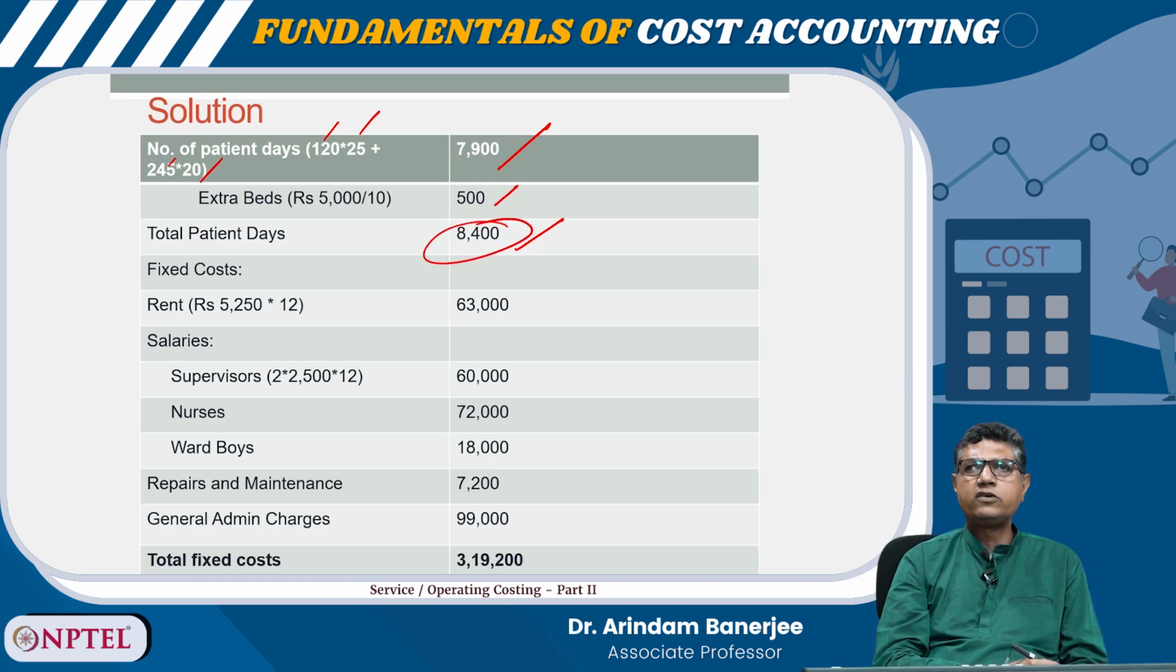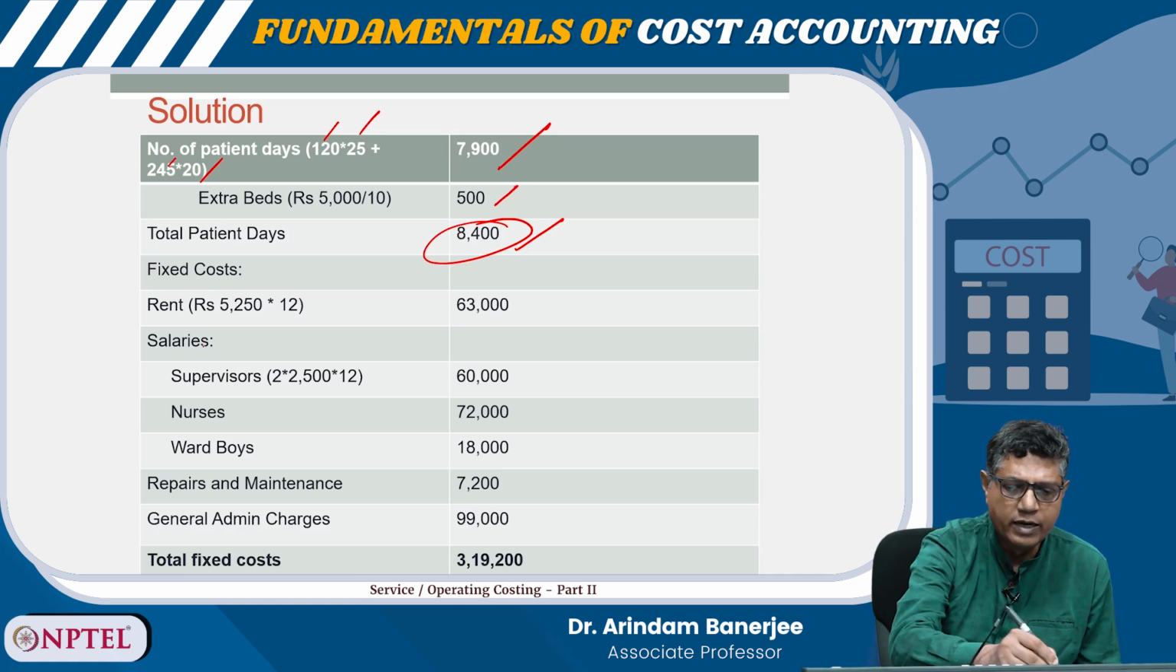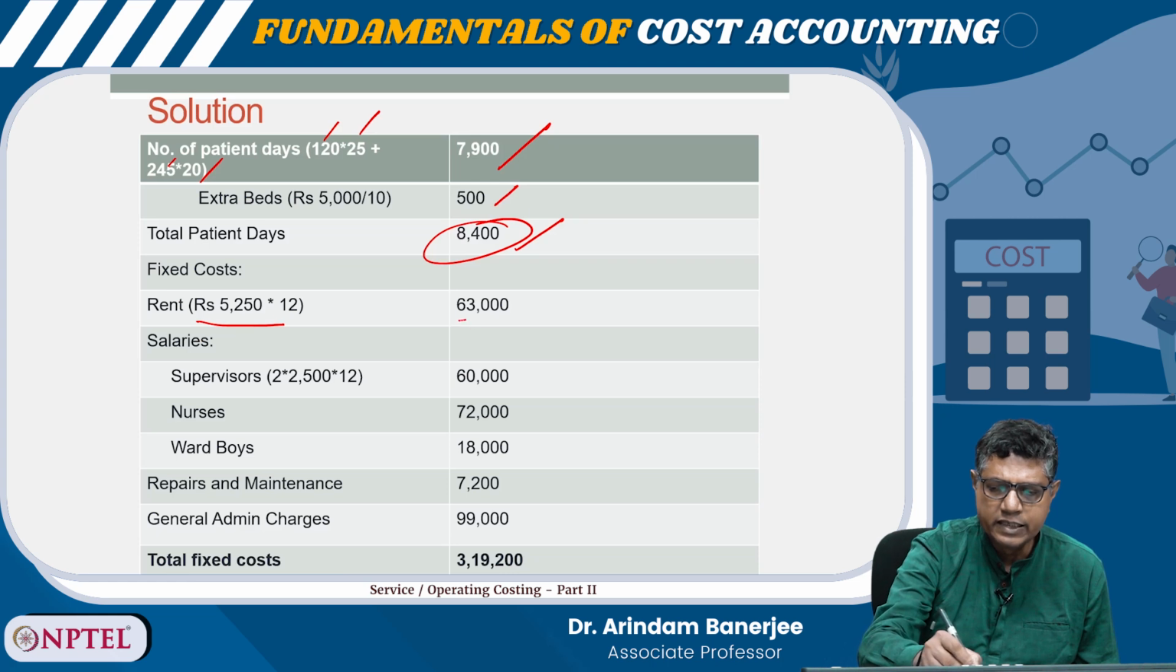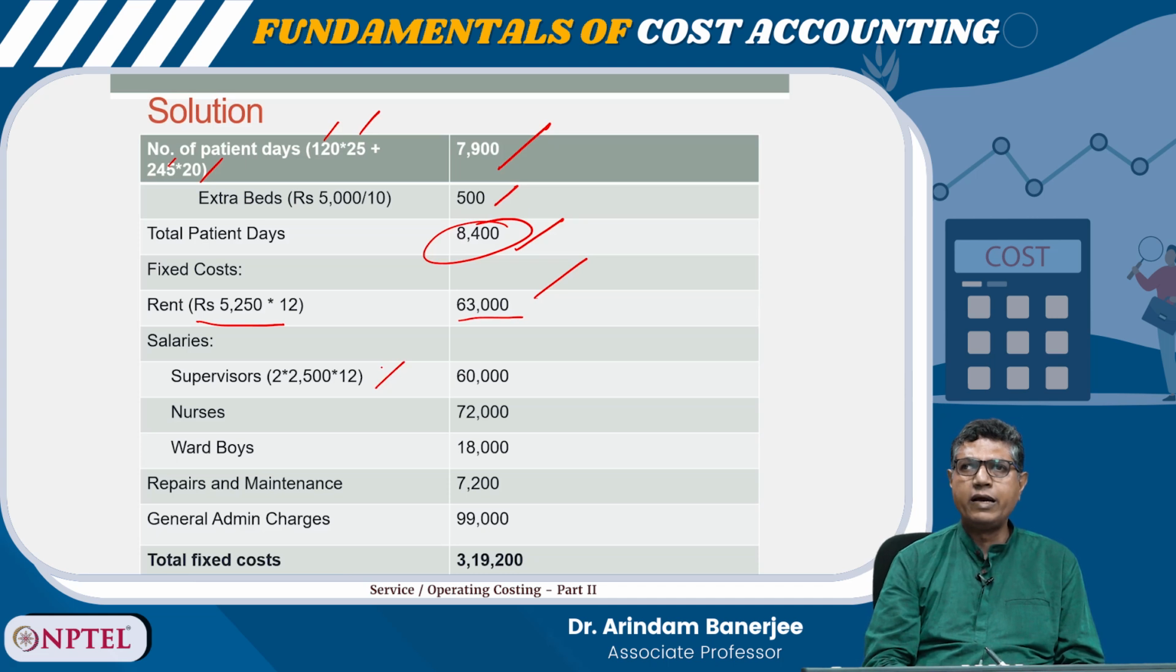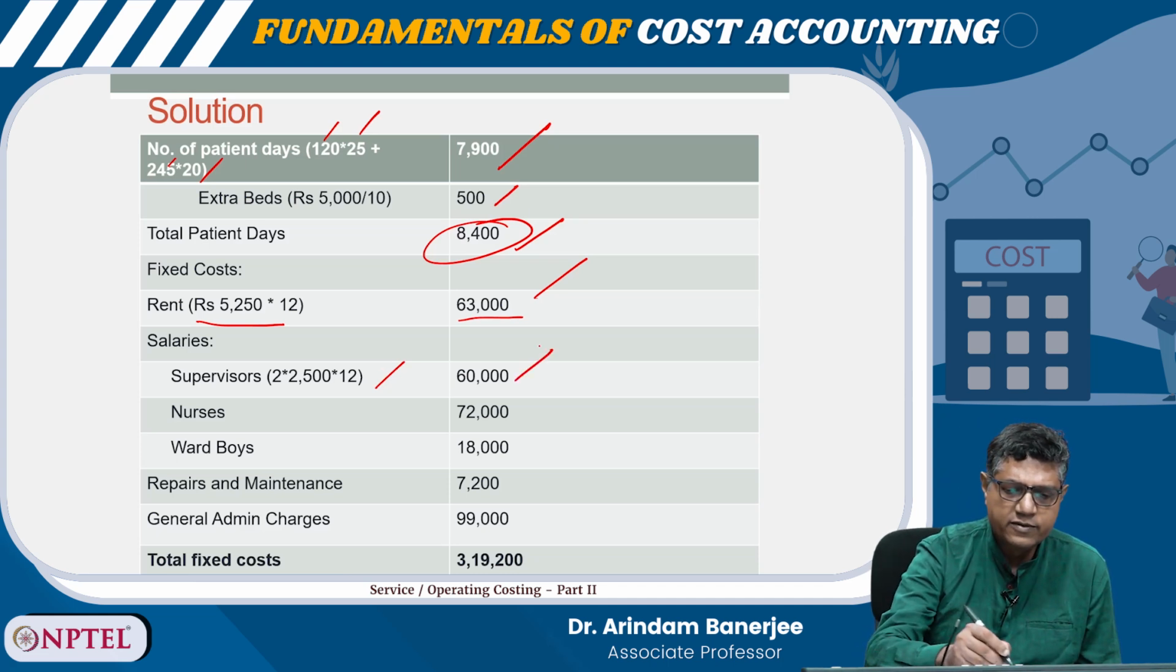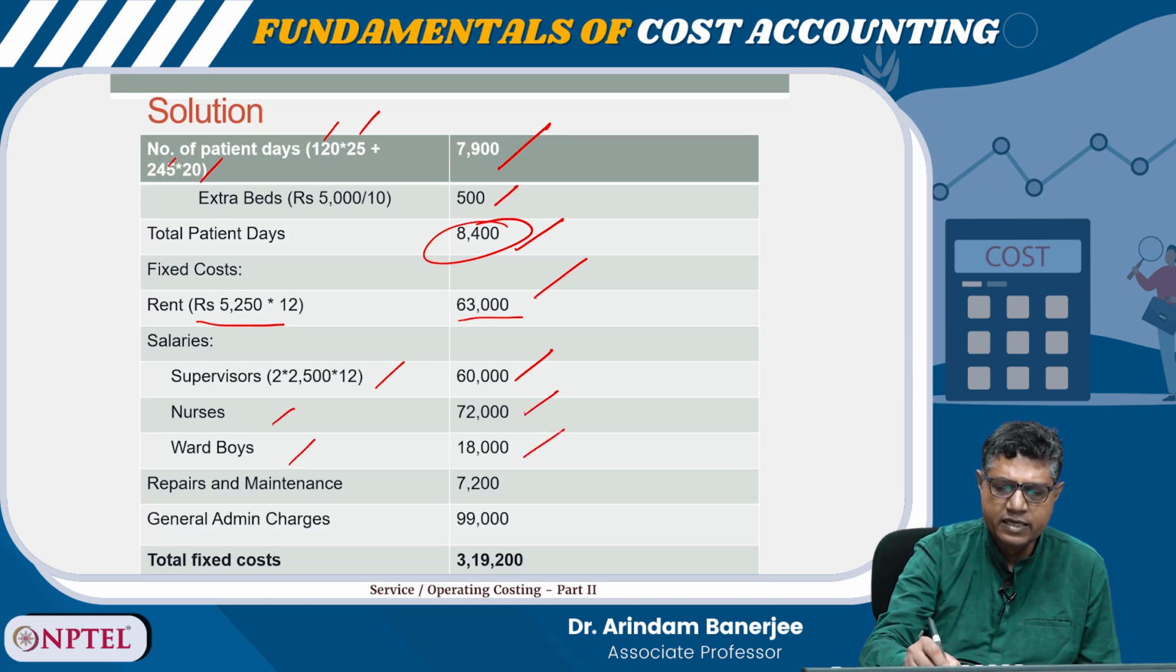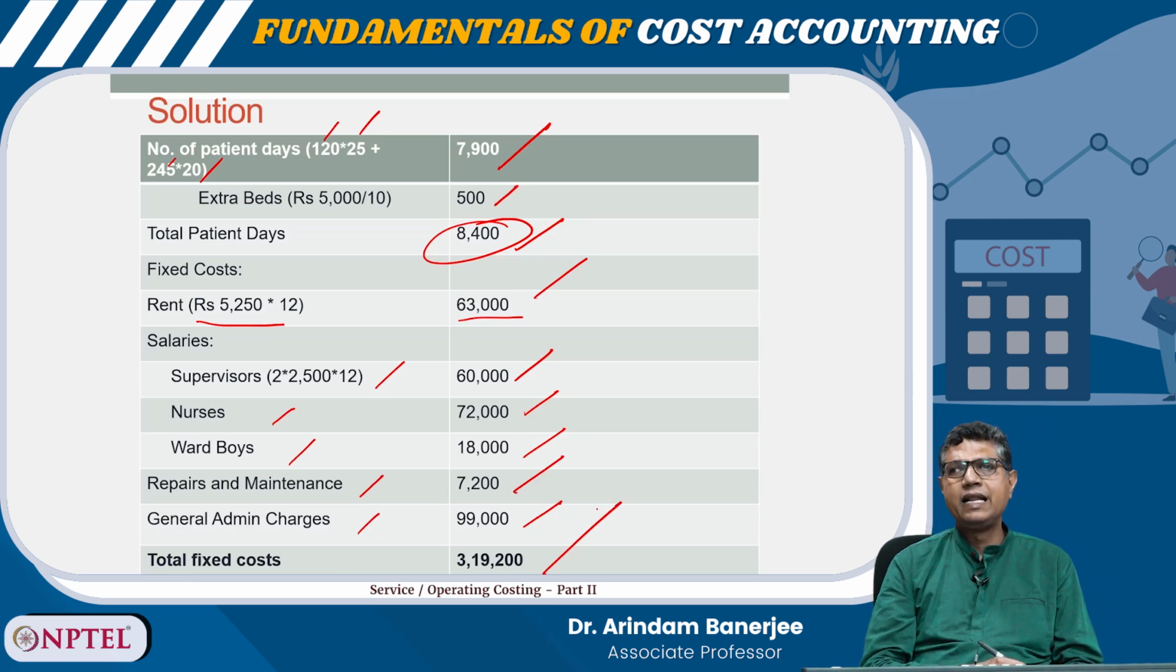8,400. Now, fixed costs: rent is rupees 5,250 into 12, equal to 63,000. Salaries, supervisors 2 into 2,500 into 12, 60,000. Nurses 72,000. Ward boys 18,000. Repairs and maintenance 7,200. General admin charges 99,000. So, total fixed cost is 3,19,200. So these are the total fixed costs.